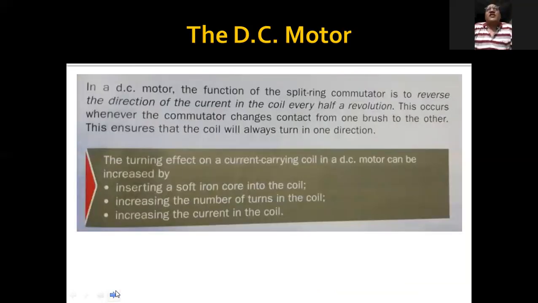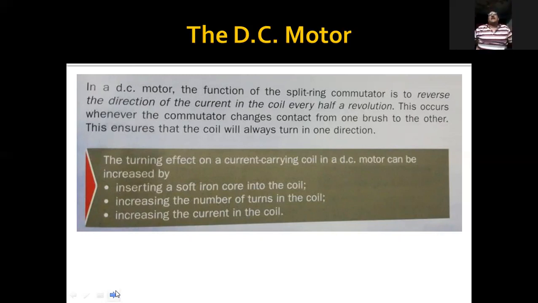In a DC motor, remember these words. Okay, remember these words. In a DC motor, the function of the split ring commutator is to reverse the direction of the current in the coil every half a revolution. This occurs whenever the commutator changes contact from one brush to the other. This ensures that the coil will always turn in one direction.